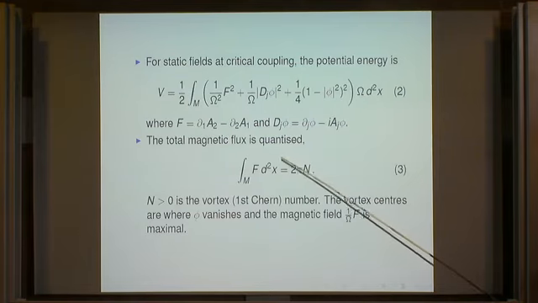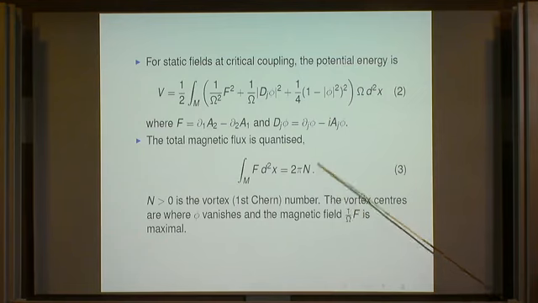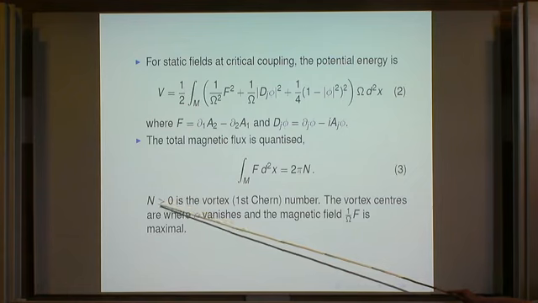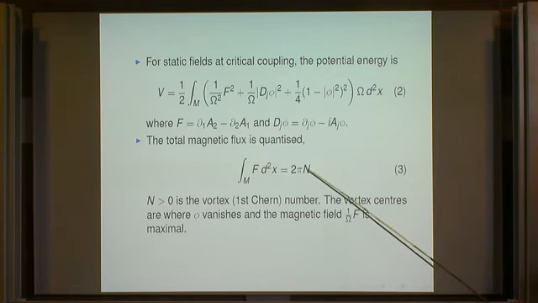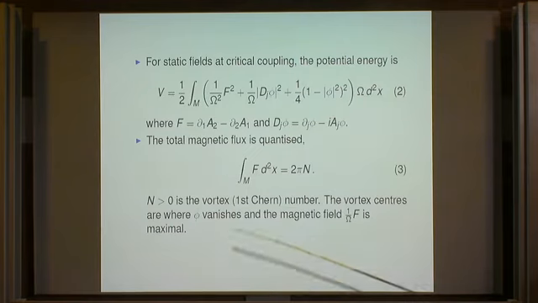Then we have this Chern number condition that the integral of the field tensor over the surface is 2 pi times an integer n. And I'm going to assume n is positive, so I'll be talking about vortices, not anti-vortices. So n is an integer, that's a theorem. It's the first Chern number of the field over the surface.